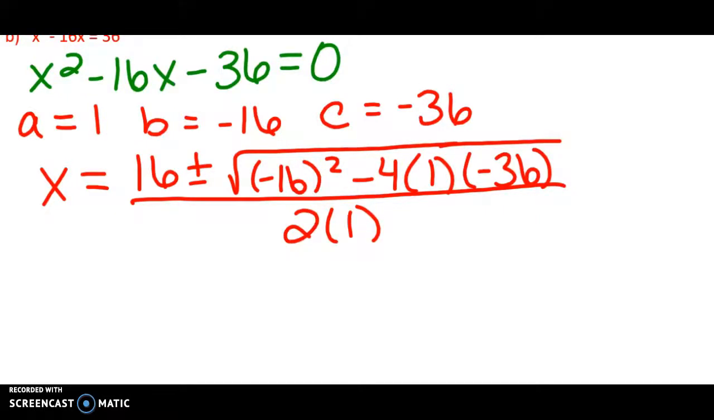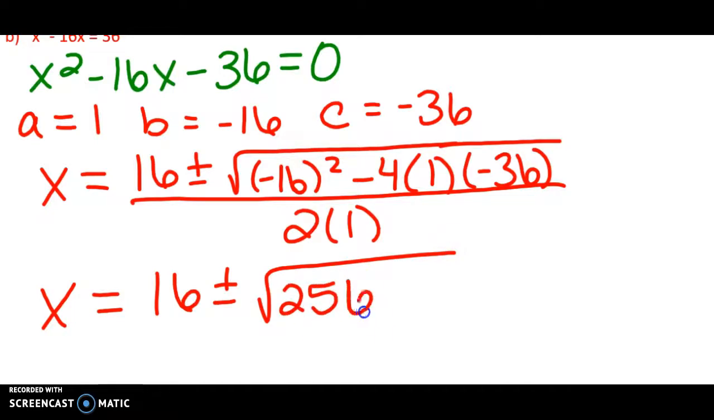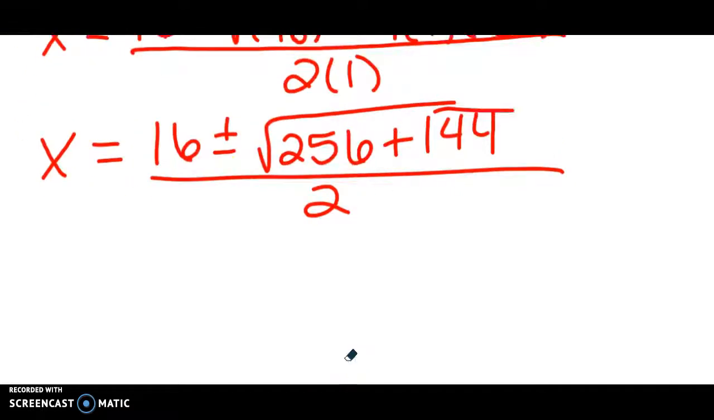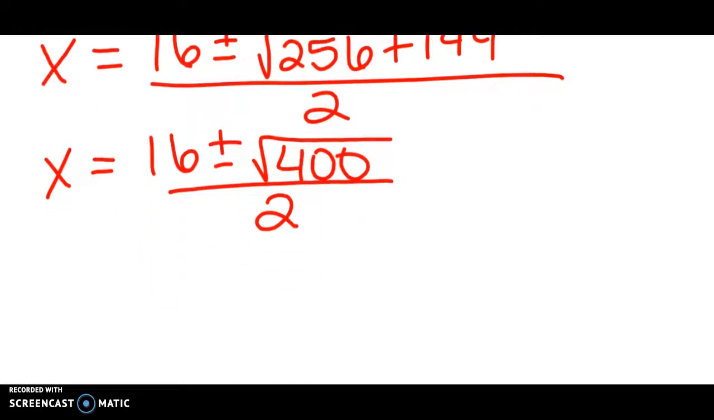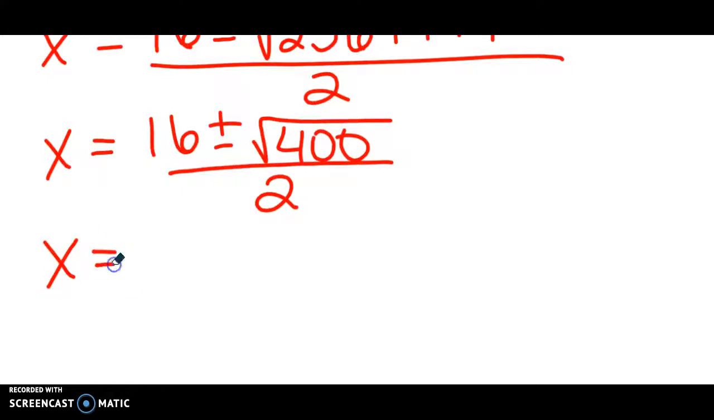So we would get 16 plus or minus negative 16 squared minus 4 times 1 times negative 36 all over 2 times 1. So this is 16 plus or minus, this becomes a positive 256 plus 144 all over 2. And that gives us x equals 16 plus or minus the square root of 400 divided by 2. We know the square root of 400 is 20.